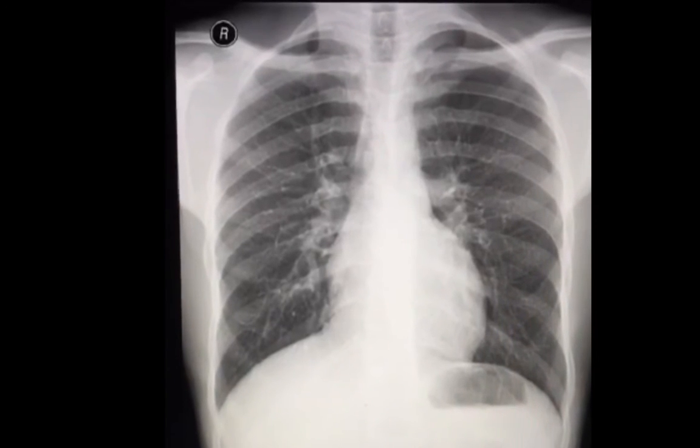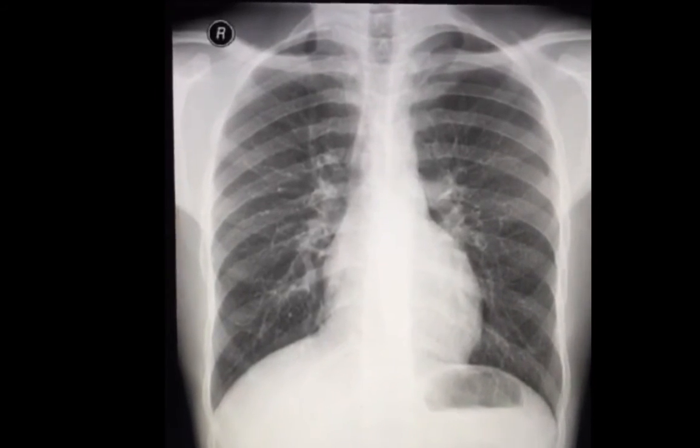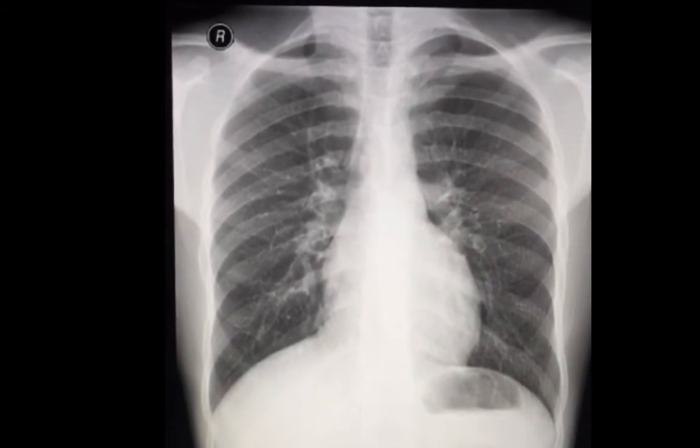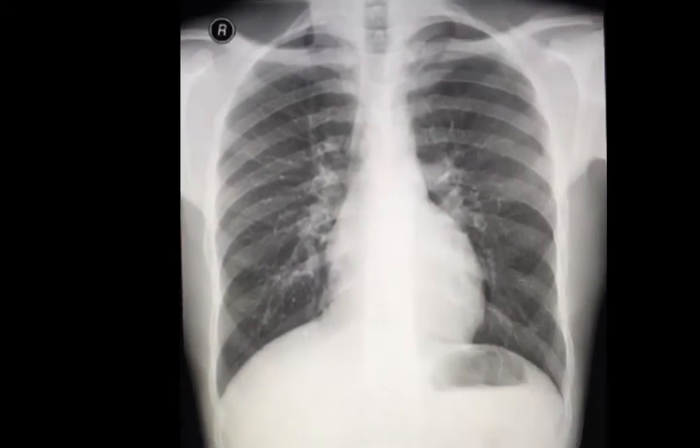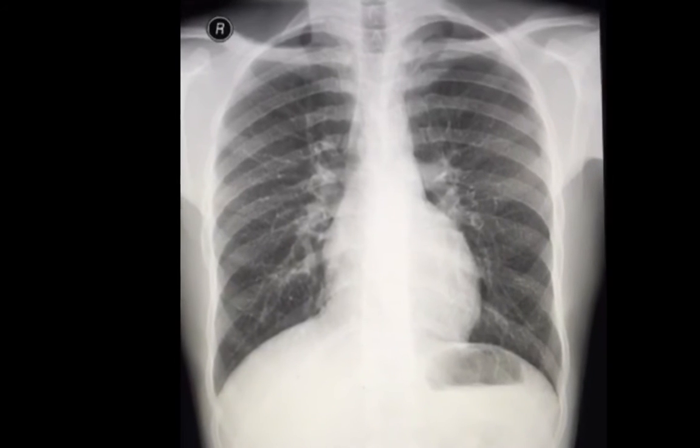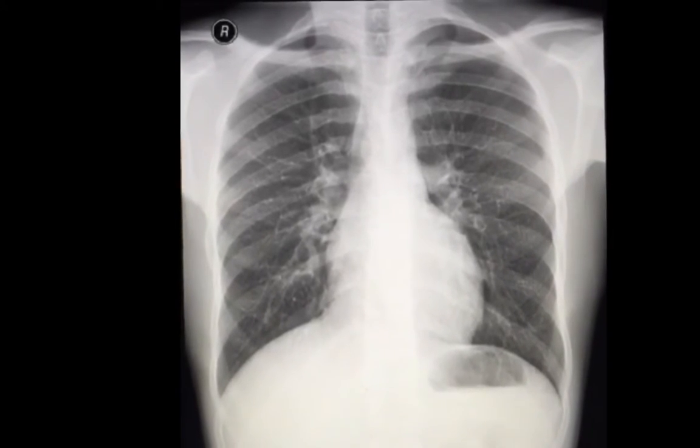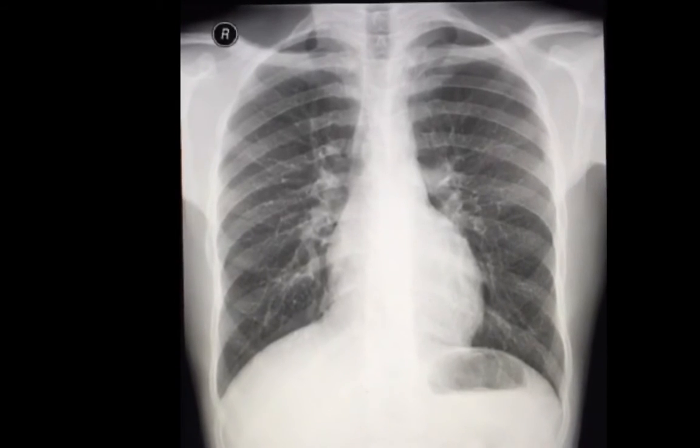Although this chest radiograph may appear normal on a first glance, it has a very important finding that you have to keep in mind all the time. A golden rule in assessing chest radiographs is that the lung markings should reach all the way to the periphery.